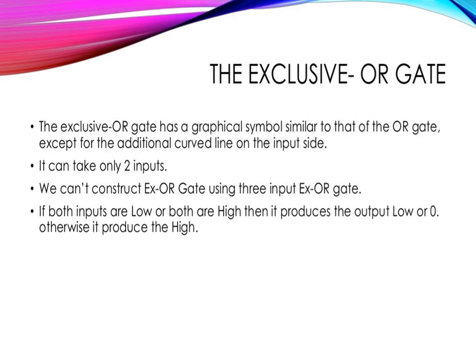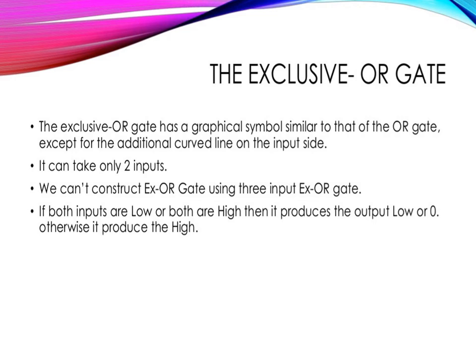Next, move on to the exclusive OR gate. The exclusive OR gate has a graphical symbol similar to that of the OR gate, except for the additional curved line on the input side. The XOR gate can also have two or more inputs but produces one output signal.